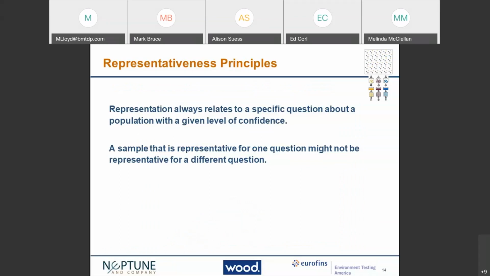As a simple example, representation always relates to a specific question about what we're trying to characterize at a given level of confidence. But occasionally, or maybe frequently, a sample that is representative for one question might not be representative for a different question. So one simple example would be if we collect a sample for lead analysis, that is not likely to be representative if we're looking for volatile organic compounds.